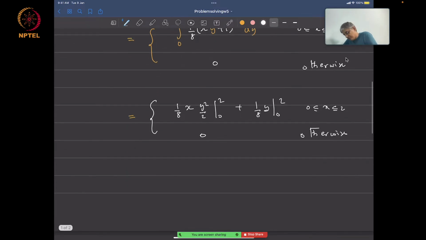So what's that going to look like? It's 1/8 times x, and if I put y equal to 2 here, I'll get 4. 4 by 2 is 2, and then with the 1/8, that's 1/4. So I'll just get 1/4 in both places. I'll get x, and here I'll get x + 1. Because if I put 2 here, I get a 4. 4 goes in 8 2 times, and 2 times 2 is 4. Similarly, 2 goes in 8 4 times, and the 0 part just becomes 0 on both sides. So that's it. And this is the density of x when x is between 0 and 2, and 0 otherwise.